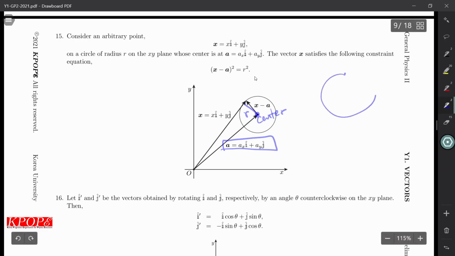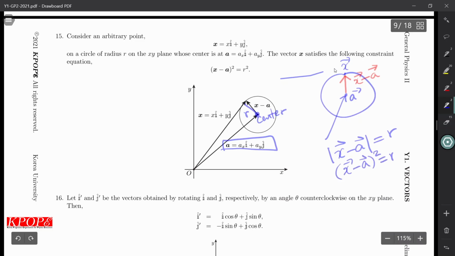Any point on a circle, this is x, the point; the center is A; the displacement from the center to that point is x minus A. The radius is x minus A, absolute value equals r. Why don't we square this? x minus A squared equals r squared. This is the equation representing a circle whose center is at A and radius is r.